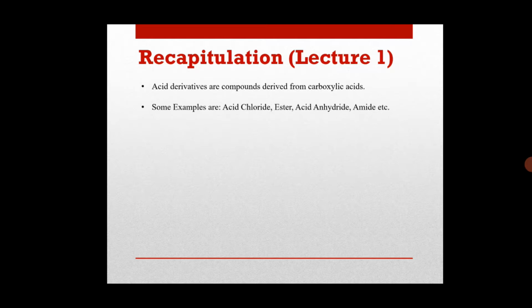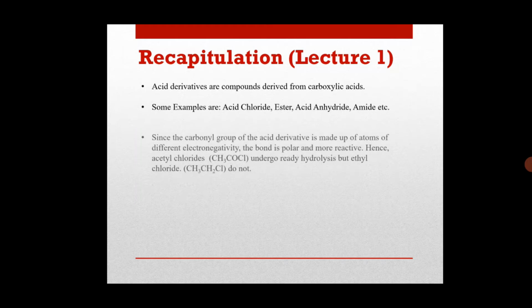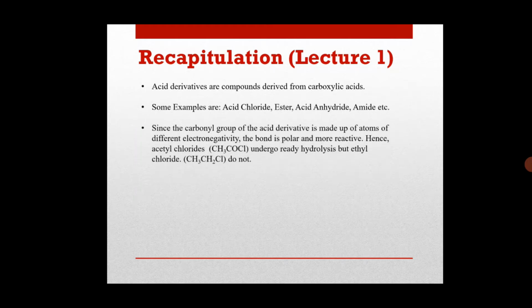First, let us quickly recapitulate what we have discussed in lecture 1. Acid derivatives are compounds derived from carboxylic acids. Some examples are acid chloride, ester, acid anhydride, amide, etc. Since the carbonyl group of the acid derivatives is made up of atoms of different electronegativity, the bond is polar and more reactive. Hence, acetyl chloride undergoes ready hydrolysis, but ethyl chloride does not.